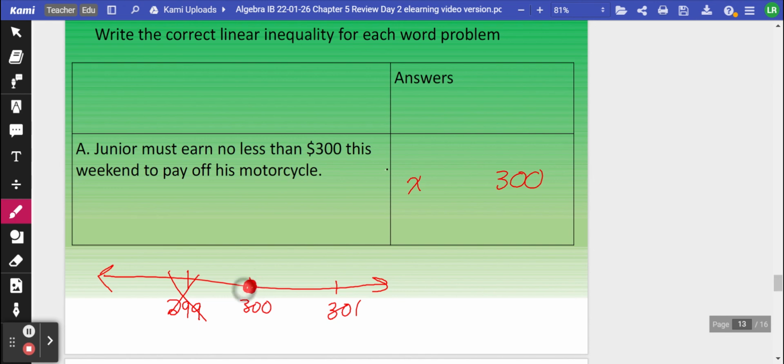So I know that's a closed dot. If he has $301, can he pay off his motorcycle? Yes, he has enough money. So this is a closed dot shaded to the right. So a closed dot has the or equal to line. It's shaded to the right, so that would be greater than or equal to. And this would be the inequality that we would be looking for.